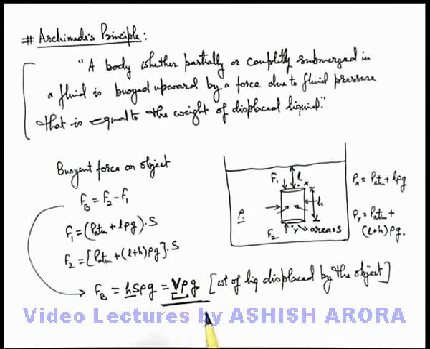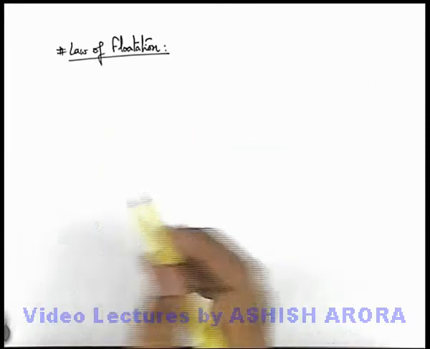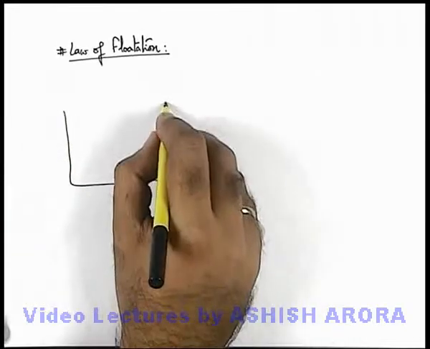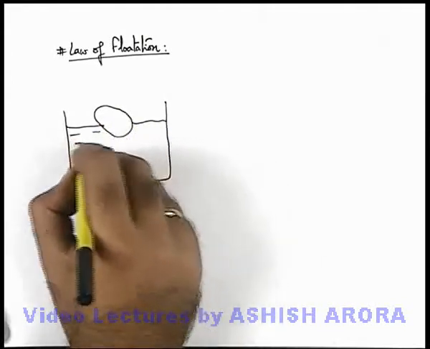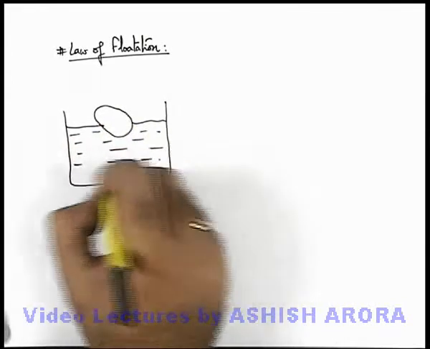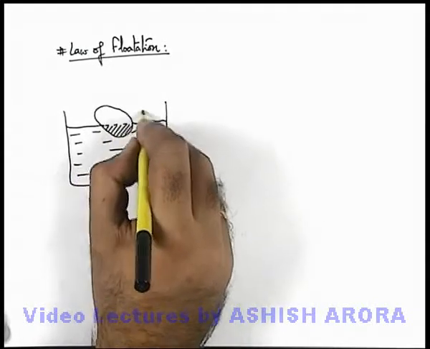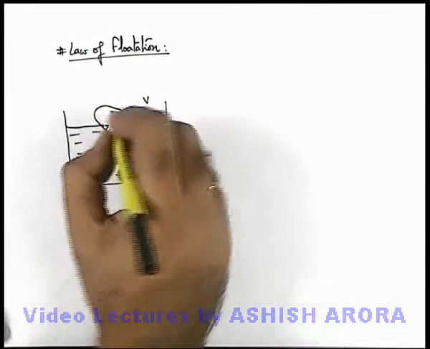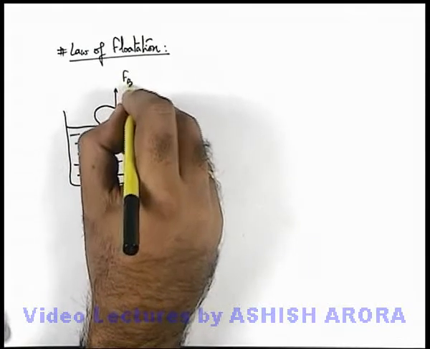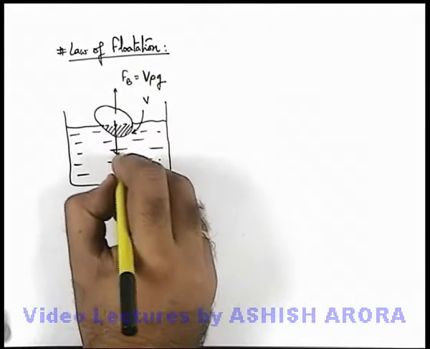Let's have more applications of Archimedes Principle. In continuation, let's discuss the law of flotation. Say we consider a body which is floating in a liquid. When a body is floating, it will be partially submerged in the liquid, and say V is the volume of the body which is submerged in the liquid. So we can state the buoyant force acting on the body can be written as FB equals V rho G, and its weight will act in downward direction, mg.